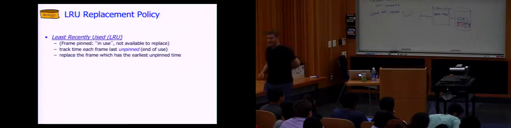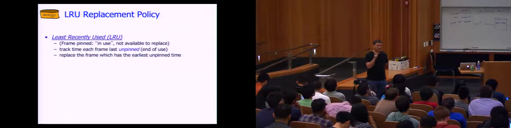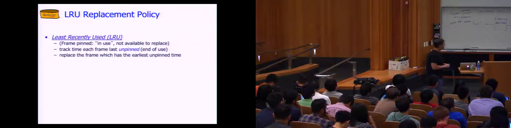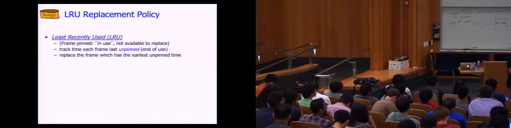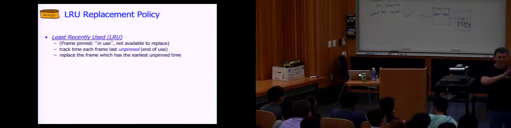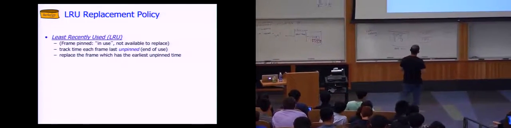We want to replace the least recently used frame. The page that is in the frame that was least recently used is the one we evict. That's the frame we get. So if the frame is pinned, it is in use. So it's not recently used, it's currently used, so it's not allowed. We do not replace pinned pages. So ignore the pinned frames.